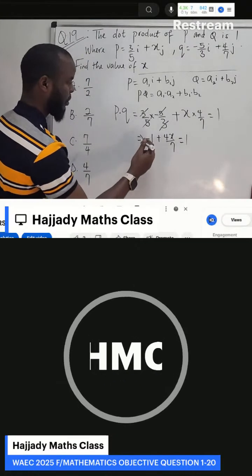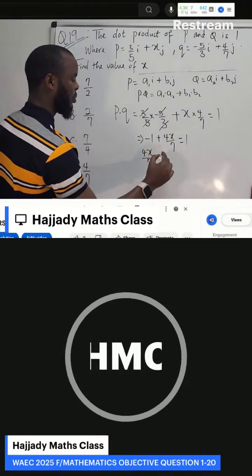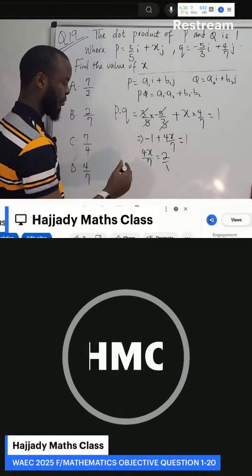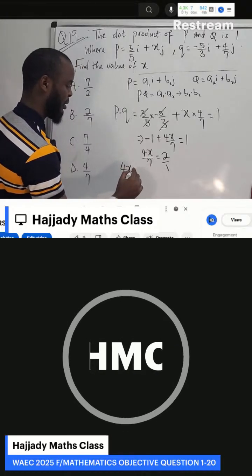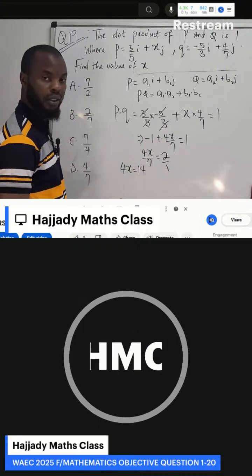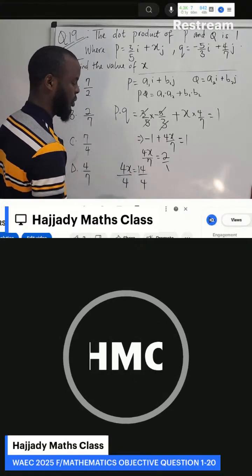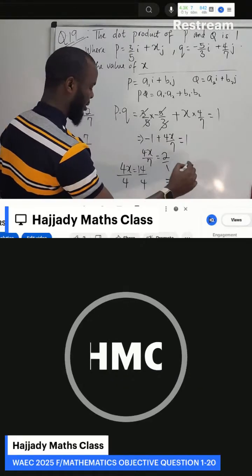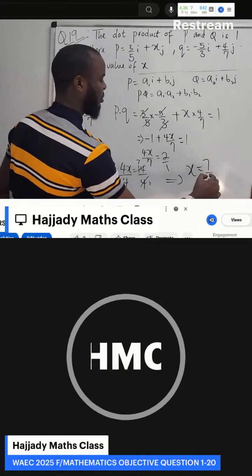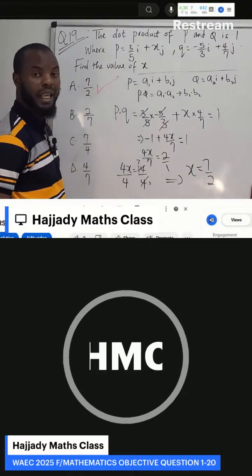So now, if negative 1 goes to the other side, here we have 4x over 7 equals 2. And now, cross multiplying, we have 4x equals 7 times 2, which is 14. Dividing both sides by the coefficient of x, which is 4, finally we have x equals 14 over 4, which is 7 over 2. And the right answer is going to be option A.